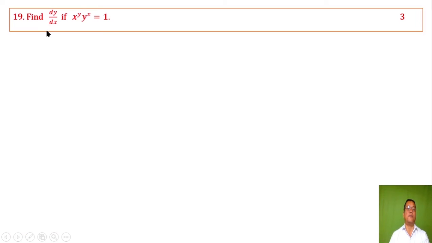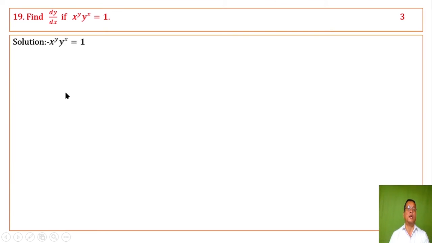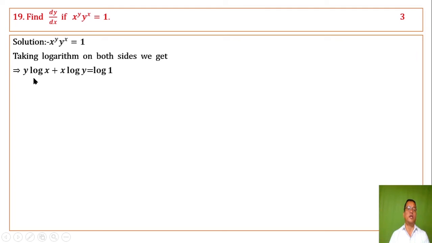Question 19. Find dy by dx if x to the power y into y to the power x equal to 1. Taking logarithm on both sides, we get y times log x plus x times log y equal to log 1. But we know that log 1 is 0.